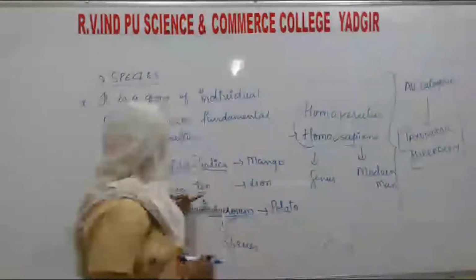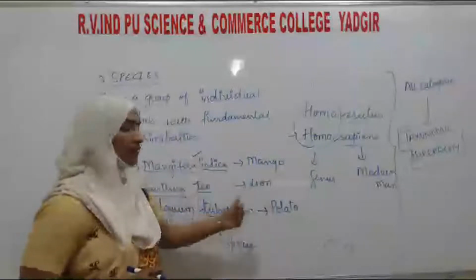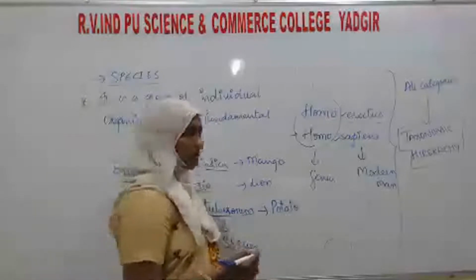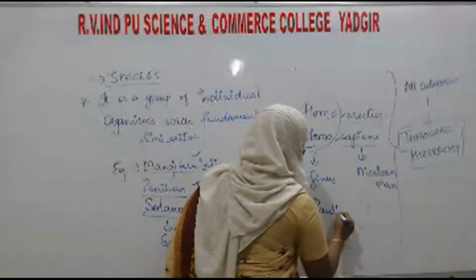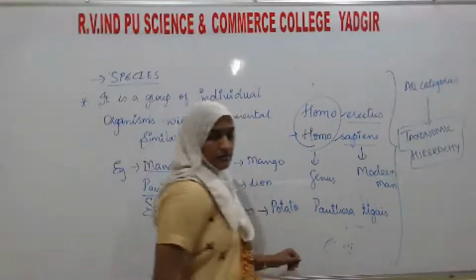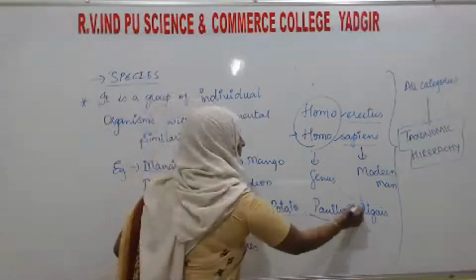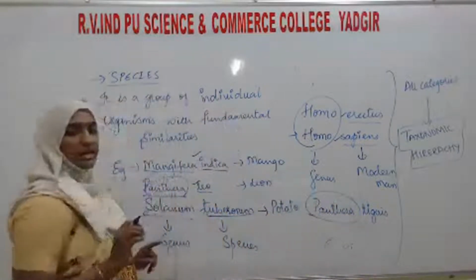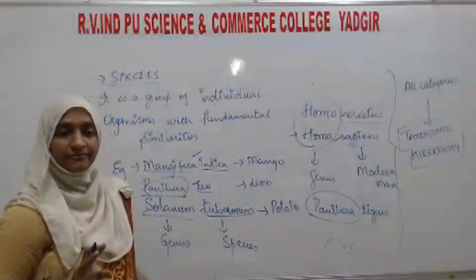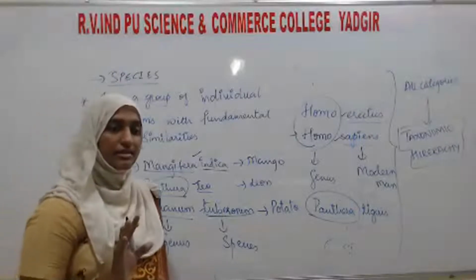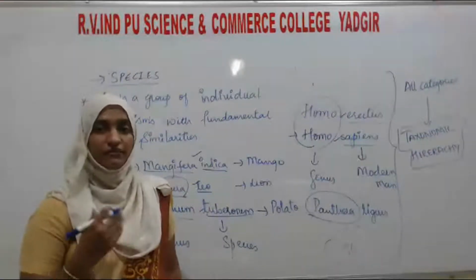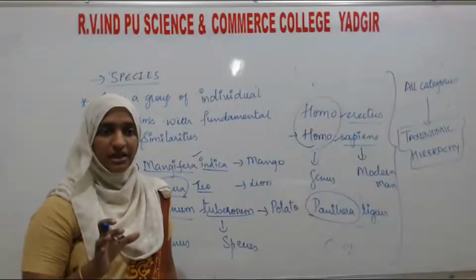One more example I will tell you. Panthera leo is the name of lion. And the tiger is Panthera tigris. Here, Panthera means they come under the same genus, meaning they have one similar character. What is that? They are both carnivorous animals. They eat the flesh of other animals. This is a similar character.